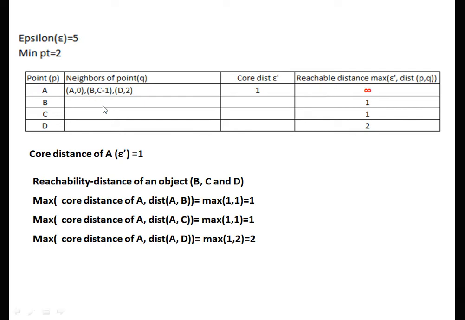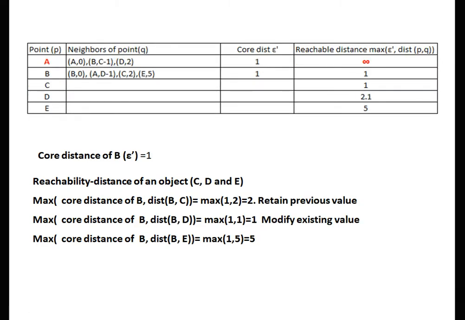Now we require to calculate the reachability distance for B, C, D. We use the formula: max of the core distance of A and the distance between A and B. Here the core distance of A is 1, and the distances to B, C, D are 1, 1 and 2, so we write 1, 1 and 2. Now only 2 changes are possible: retaining the existing distance or modifying it. This will be clearer with the next point.